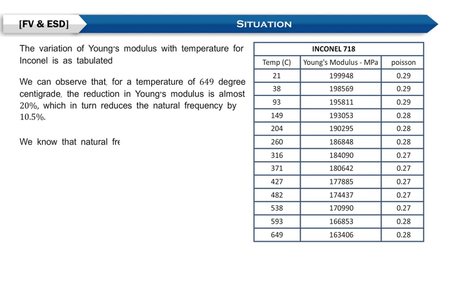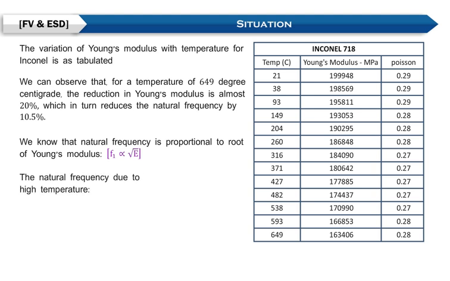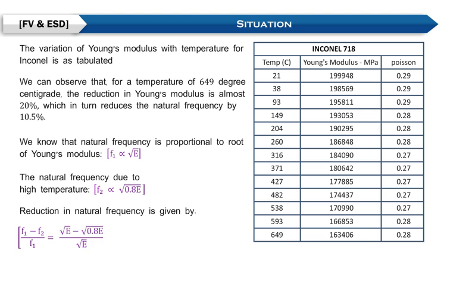We know that natural frequency is proportional to root of Young's modulus, and therefore the natural frequency due to high temperature is proportional to root of 0.8E, owing to a 20% reduction. Therefore, the reduction in natural frequency can be computed as f1 minus f2, that is, change in natural frequency to the original natural frequency f1, which in turn is given by 1 minus root 0.8, which is equal to 10.5% reduction in natural frequency.